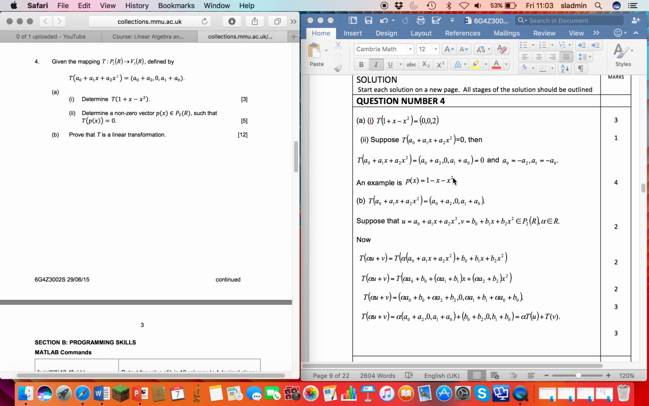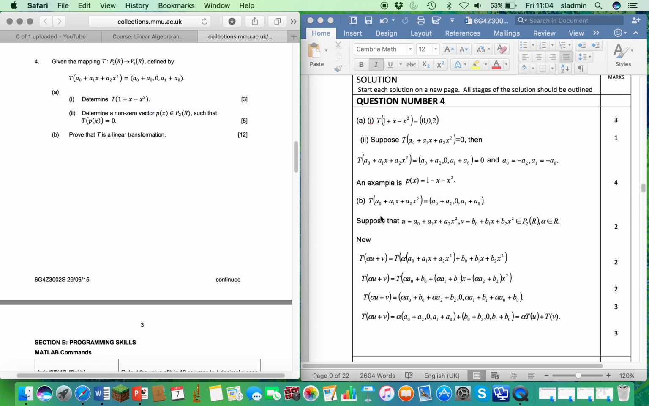This vector here is in the kernel. So T of this polynomial does give you 0. So this polynomial is in the kernel. This polynomial is non-zero, so we found a non-zero vector such that T of p does give you 0. And of course you should all know that T of 0 is also 0, but this is another vector which gives you 0.